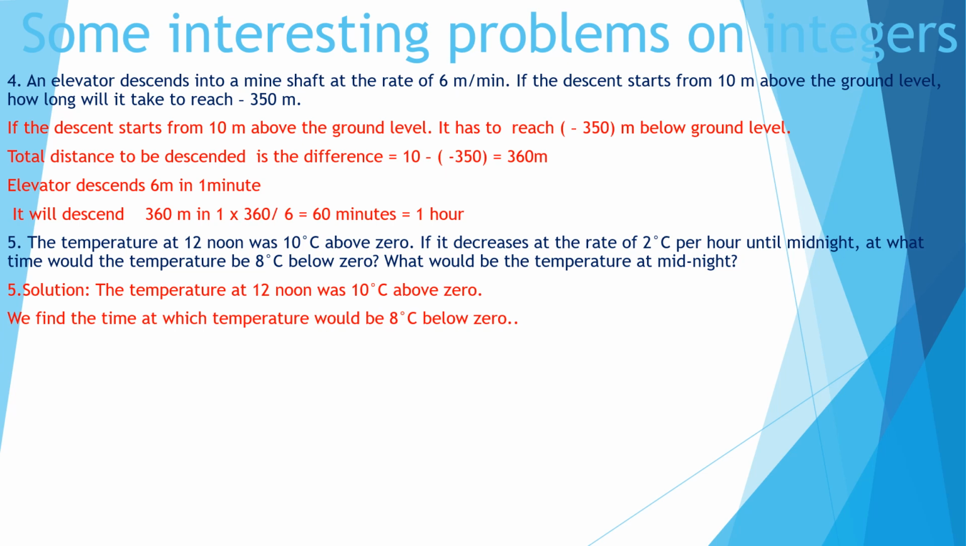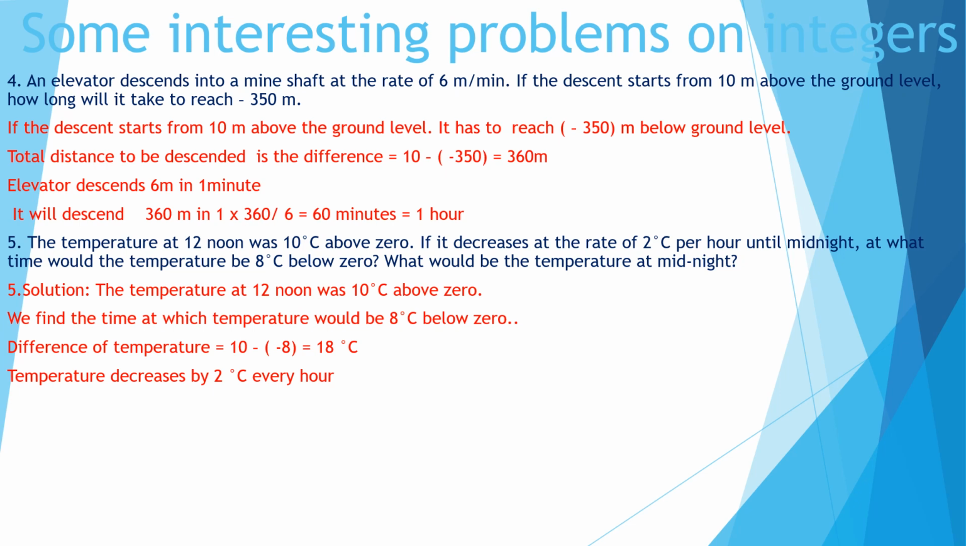Now the temperature at 12 noon was 10 degrees Celsius above zero. We have to find the time at which the temperature would be 8 degrees Celsius below zero. So the difference of temperature will be equal to 10 minus negative 8, which comes out to be equal to 18 degrees Celsius.